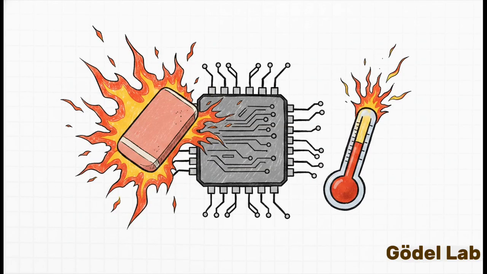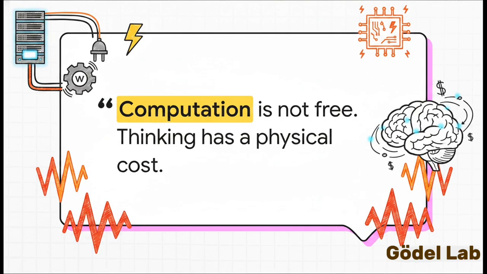Finally, we reach wall 5, physics, discovered by Landauer. Let's say you perfectly navigate the logic, the computability, the complexity, and the learning math. You do everything right. Well, the physical universe still steps in to demand its toll. Every single time a computer erases just one bit of information, thermodynamics dictates it must release a specific amount of heat, kT ln 2 joules, into the environment. Computation is not free. Thinking has a physical cost.